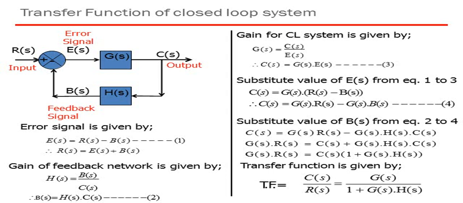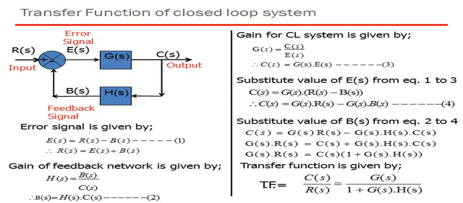Okay, H of S is equal to B of S divided by C of S. By rearranging this equation, we get B of S is equal to H of S into C of S. So equation number 2 represents the feedback signal B of S.